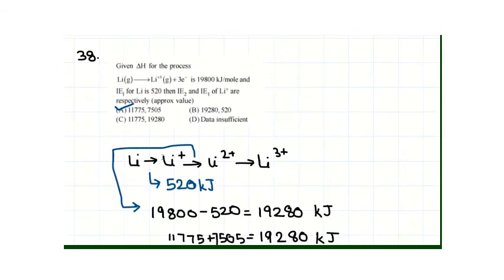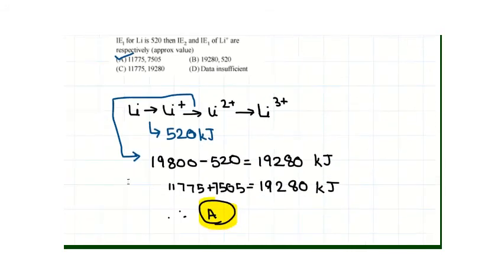In the 38th question, we have been given a simple reaction. Li gets converted to Li3+ plus 3 electrons, but actually this takes place in 3 different steps. First Li gets converted to Li+, then Li2+ and then Li3+. Now the first reaction Li to Li+ would take 520 kilojoules, which is given in the question. And when we subtract 520 from the total energy 19800 kilojoules, we get 19280 kilojoules, and the sum of the two values in all the options satisfies only for option A. So we get that as the answer.